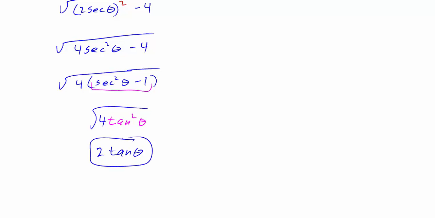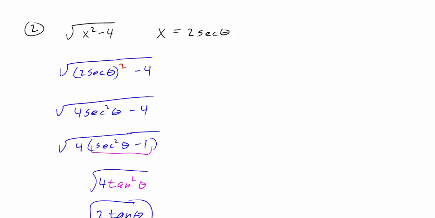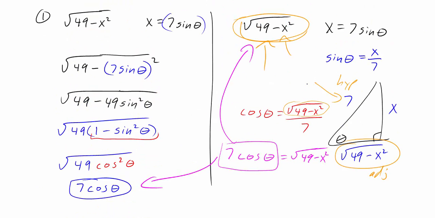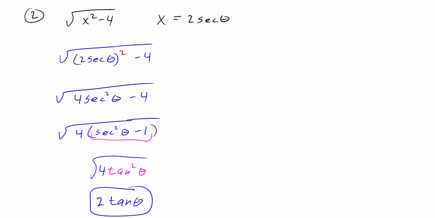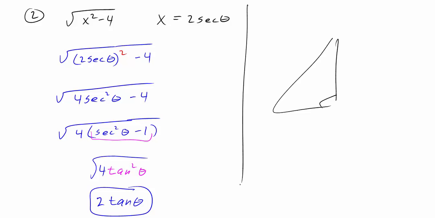Okay, and you could check this again using the same process I did up here with the first example, using the right triangle, but in this case I'm not going to do that, but we could certainly draw a right triangle here if you wanted to double check your answer. And for 2 secant theta, that means that secant theta would have to be equal to x over 2, and from here you could label your triangle to verify that we have 2 tangent theta.